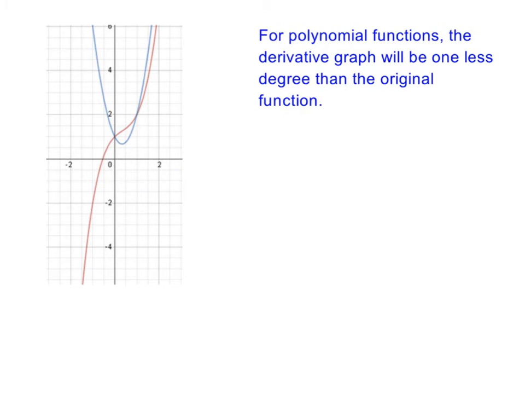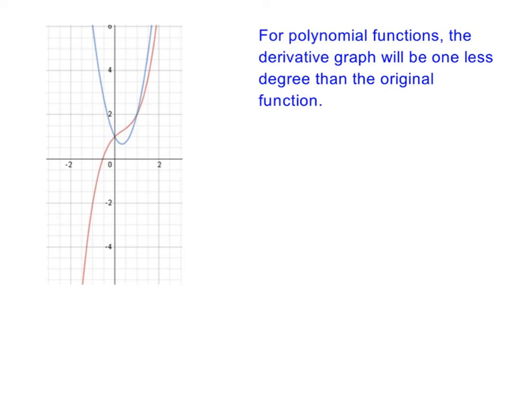Another interesting fact when you're finding the graph of the derivative is that the derivative graph will be 1 less degree than the original function. Okay, so we can see here this is a cubic graph, right? And this is a parabola. So which one of these is going to be the derivative graph? It will be the one that is 1 less, so 1 less degree.